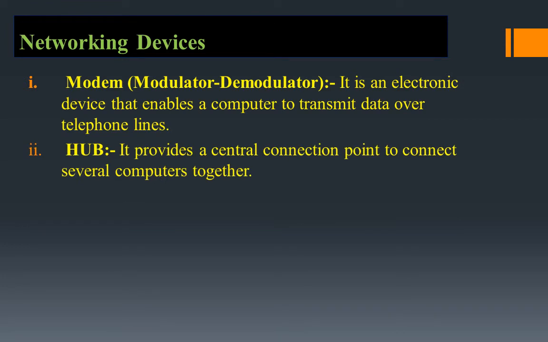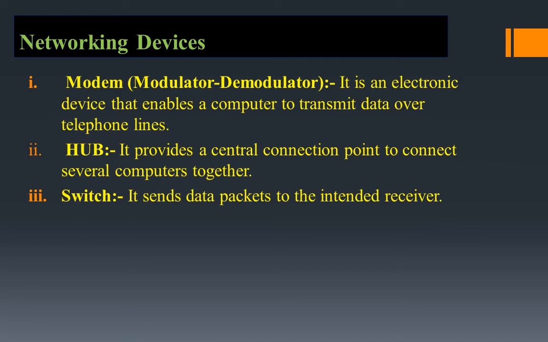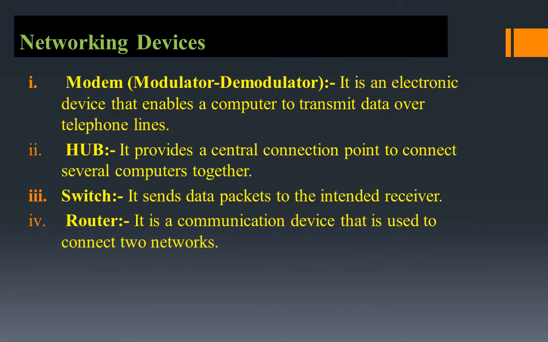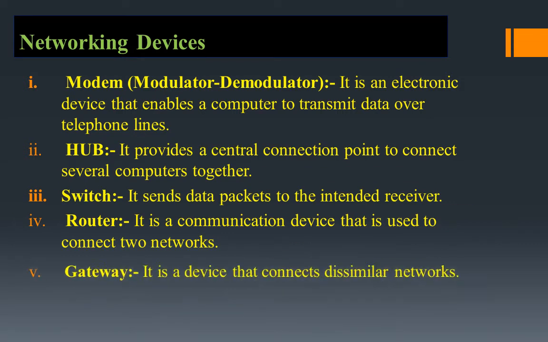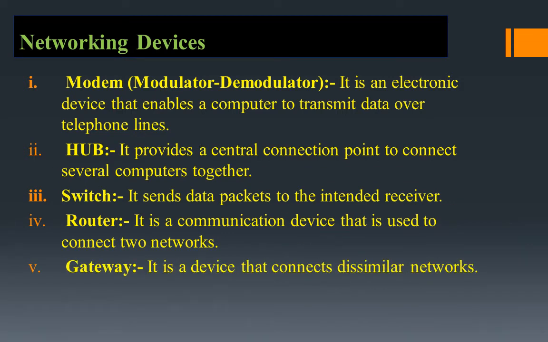Then next is hub. It provides a central communication point to connect several computers together. Then next, switch, which is used in star topology. Switch, it sends data packets to the intended receiver. Then next, router, it is a communication device that is used to connect two networks. Then gateway, it is a device that connects dissimilar networks. दो अलग तरह के networks को connect करने के लिए क्या use करते हैं हम लोग? Gateway.